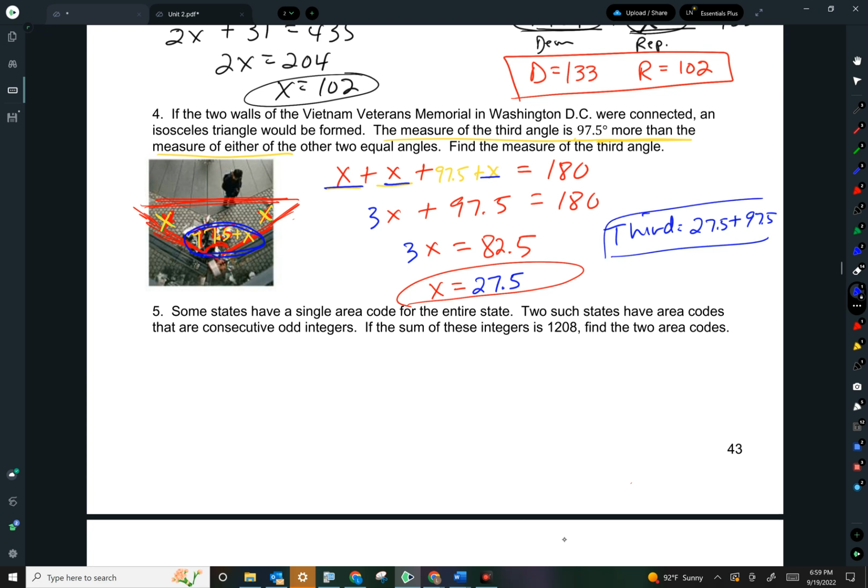Okay, so let's look at number 5. Last one. This one says, some states have a single area code for the entire state. When I've looked at this before, I realized that some students don't really know what we mean when we say area code. Well, you know how for your phone number, you've got the first 3 numbers of your phone number? That's called the area code.